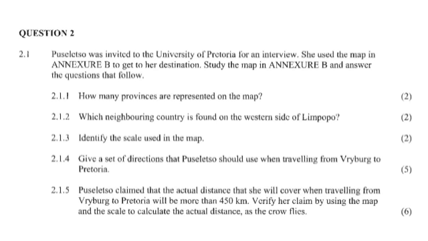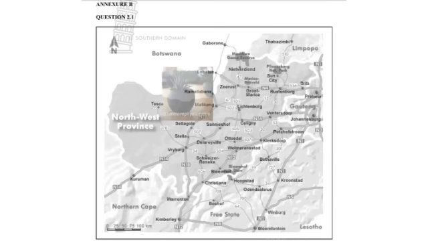2.1.4 says give a set of directions that Puseleto should use when traveling from Vryburg to Pretoria. When they say a set of directions, they just simply mean give in bullet point form the directions step by step that you will have to take to be able to move successfully from Vryburg to Pretoria. So again, you will need a better picture of this map for you to see how she moves from Vryburg to Pretoria. Give 5 bullet points for full 5 marks.